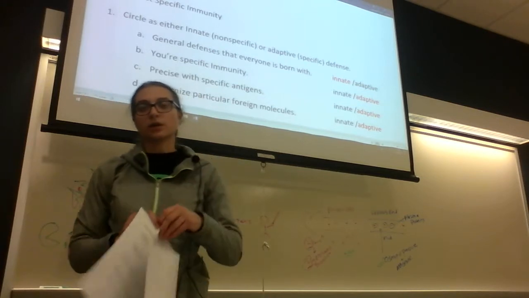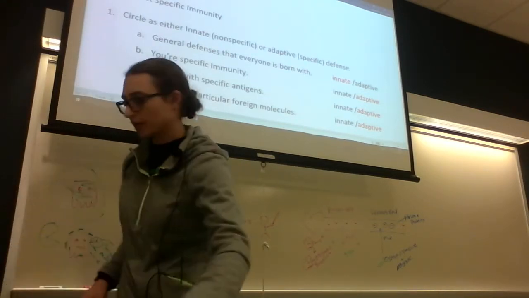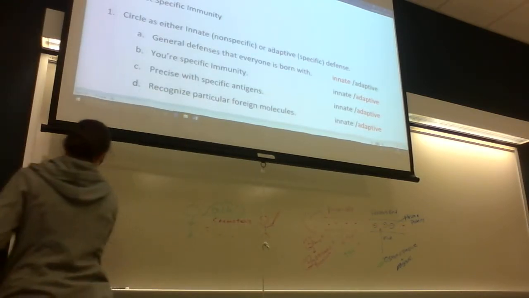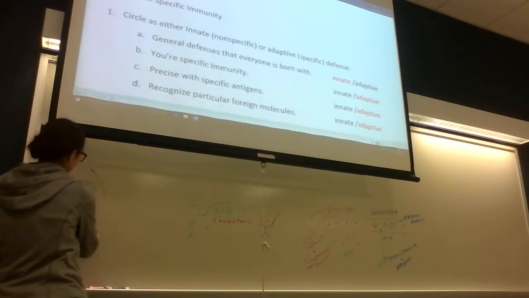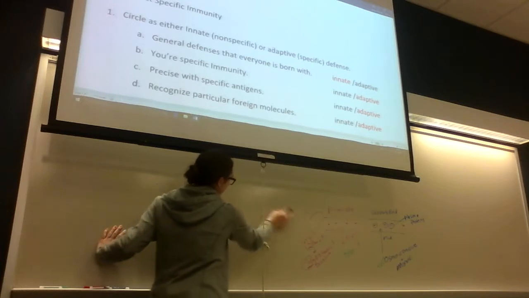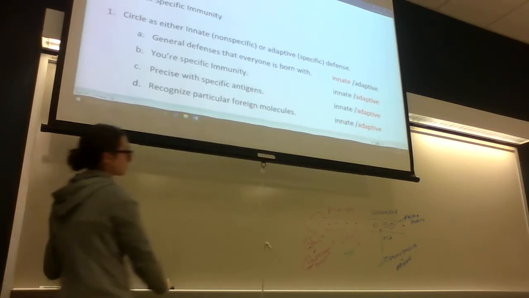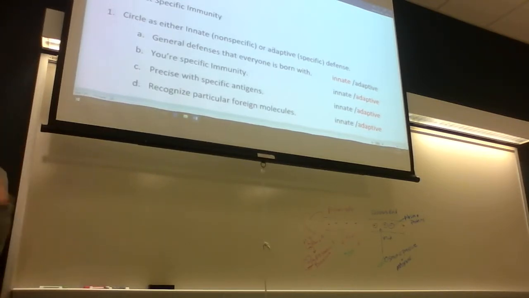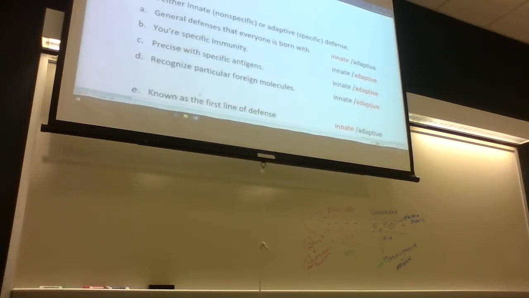This is going to be going over specific immunity and how that works. Like I said earlier, we just went over innate immunity, which is immunity everyone has. This is specific. So, if I get chickenpox, I don't get them again because of my specific immunity. I adapted. So this is a little review. Circle each one as either innate or adaptive. General defenses everyone is born with, this is innate.